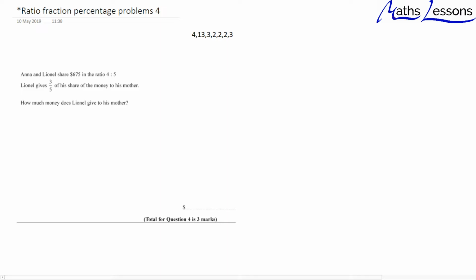So we're going to start off with a 3-mark question. Generally, if you're up to speed by now, you should be able to do a 3-marker in 2 minutes. So I'll give you 2 minutes to have a go at that.